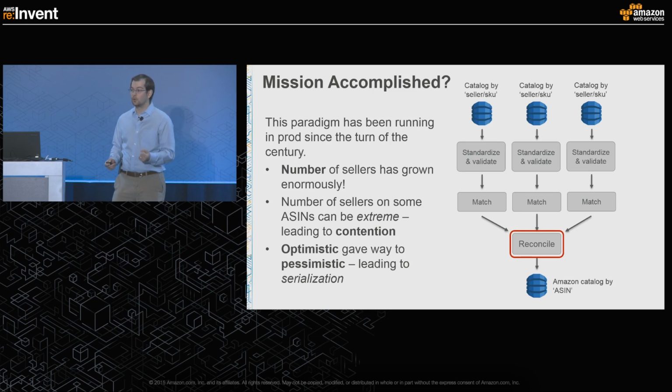Now, we originally were optimistic in how we handled this. So we would try and update the catalog, and we would see if it's changed underneath us. And if it had, we'd just reread it and go and apply our change to it again. Now, this ended up, a reasonable time ago, getting rather significant in terms of its overhead. And so we ended up moving to pessimistic sequencing.